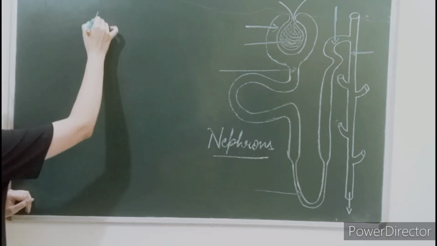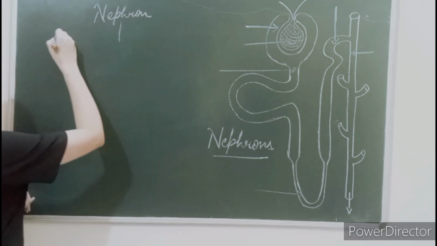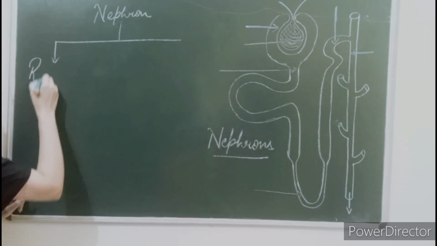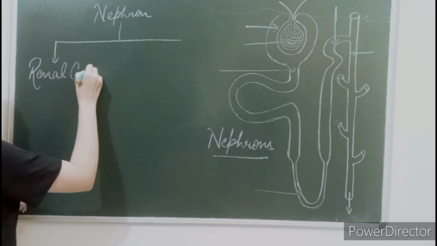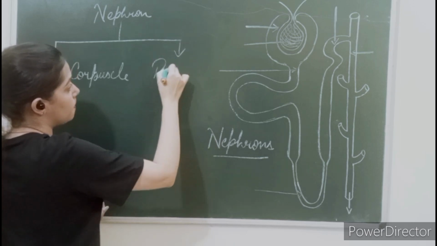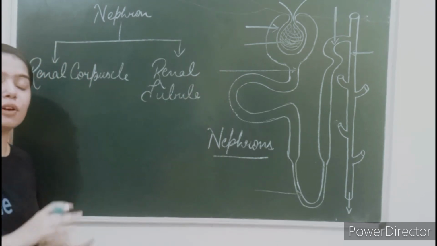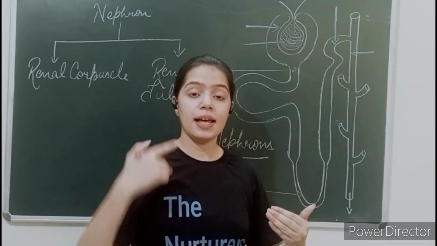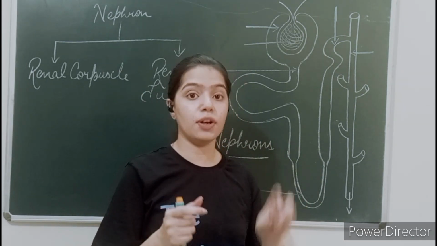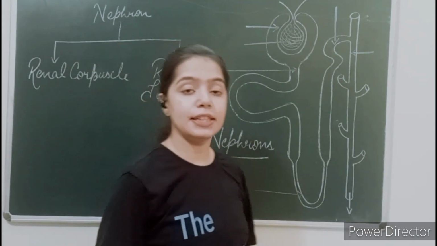The structure of the nephron can be broadly divided into two categories: the renal corpuscle, and the next one is the renal tubule. This will make the understanding of the structure of nephron very easy for you. So I'll revise that the nephron is made up of two important parts. The very first is the renal corpuscle, followed by the renal tubule.